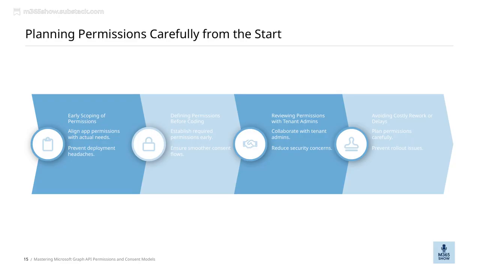Working closely with them helps to reduce security concerns and builds a shared understanding of what permissions are needed. It's all about establishing the required permissions early, so you ensure smoother consent flows and avoid surprises during deployment. Defining your permissions before you start coding is also vital. This alignment helps your app's permissions match your actual needs, preventing headaches when it's time to deploy. And of course, early scoping of permissions allows you to identify and address any gaps or issues up front.